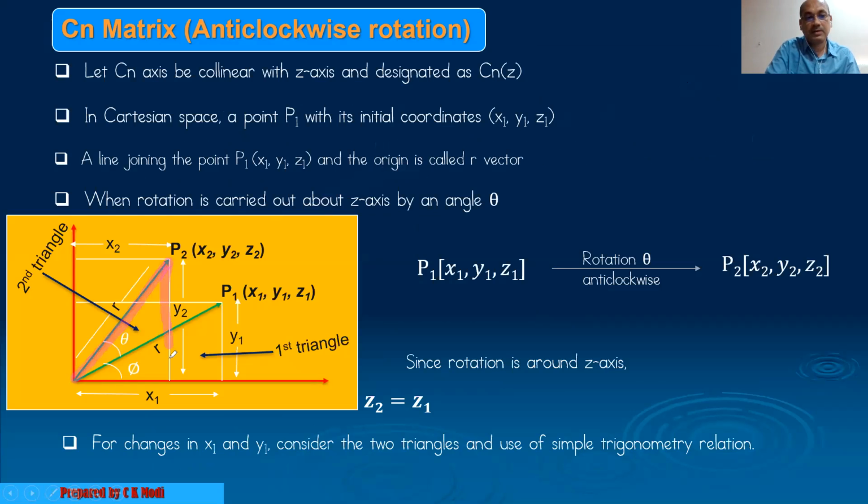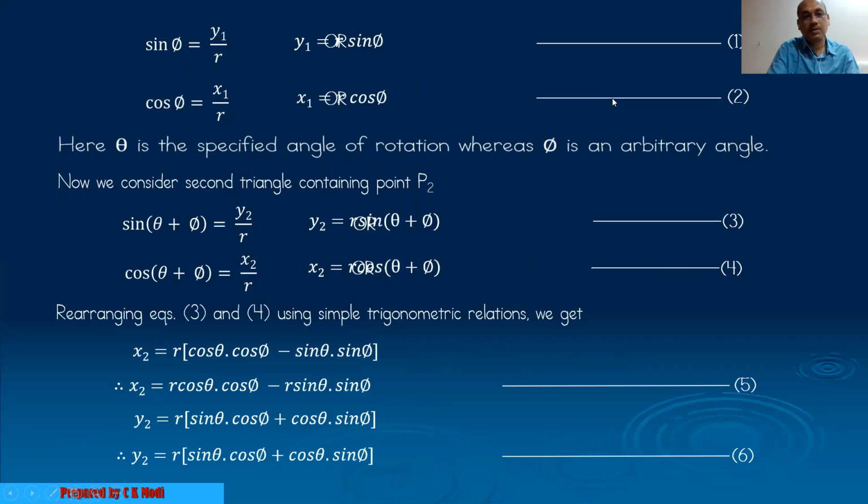This is the second triangle. Okay. What is the value of sine theta plus phi? Sine theta plus phi is equal to y2 upon r. And what is the value of cos theta plus phi? That is x2 upon r. So in terms of x2, x2 is equal to r cos theta plus phi, and y2 is equal to r sine theta plus phi.